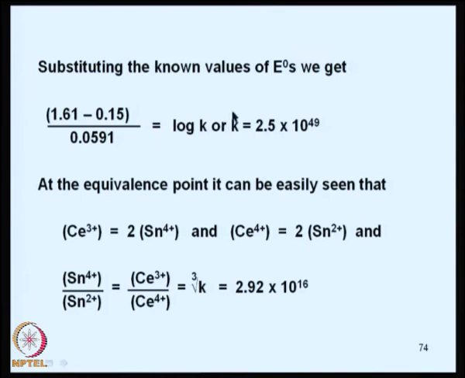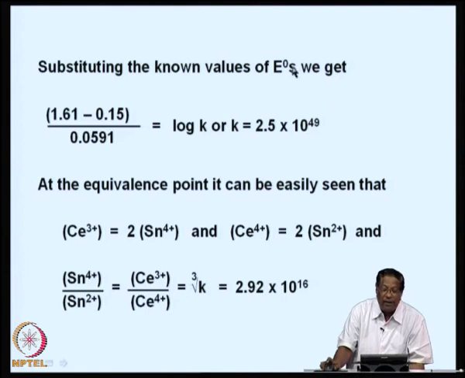Now, substituting the known values of the E naughts for stannic to stannous and ceric to cerous, we get 1.61 minus 0.15 divided by 0.0591 by 2. These values are obtainable from the standard reference table I had shown in the last class, ceric to cerous, stannic to stannous, etc. And K should be equal to 2.5 into 10 raised to 49.